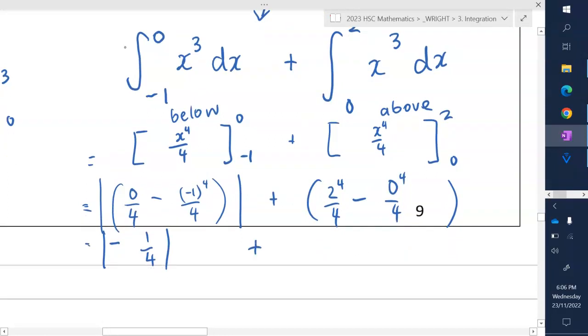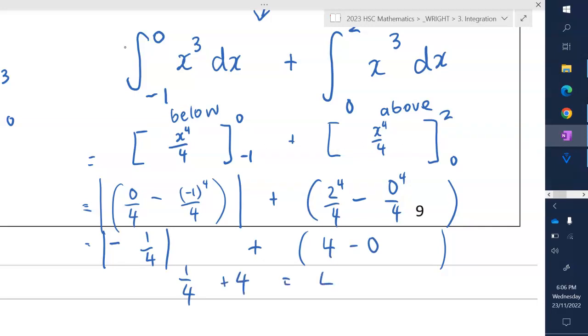And I'm going to add to that my values on this side. 2 to the 4 is 2 2s are 4, 4 2s are 8, 8 2s are 16 on 4, which is 4 minus 0. So on this side, I'm going to have a quarter, and on this side, I'm going to have 4. So my total area is 4 1/4.